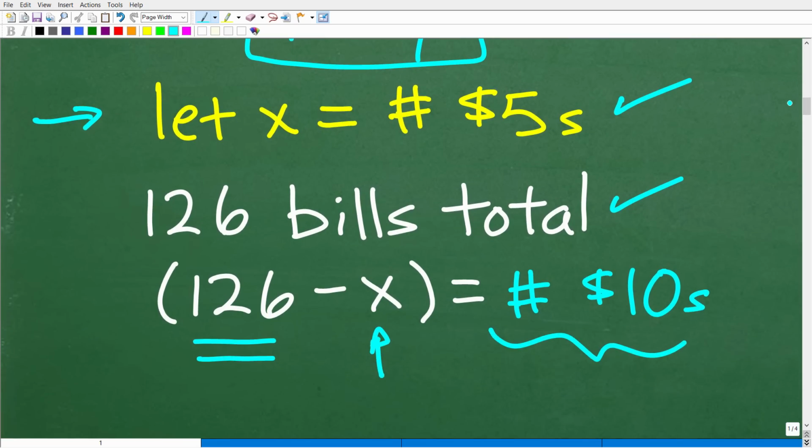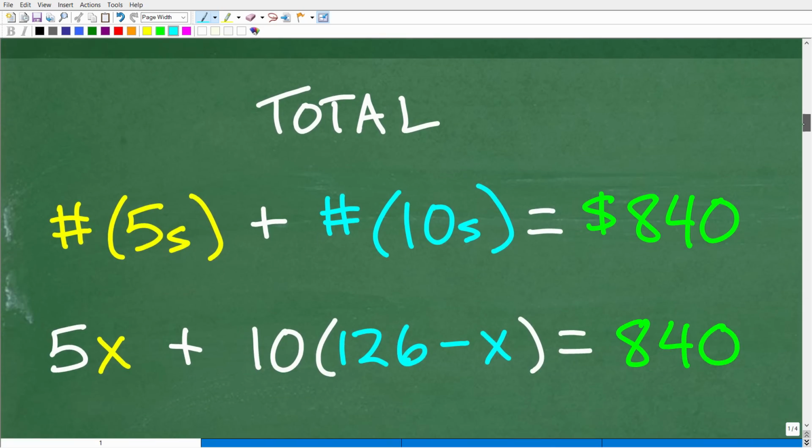Now, at this point, we have this variable, x, and we know that it represents the number of fives, but how can I figure out what x is? Well, the only way you're going to figure out what a variable is equal to, or define the value of that variable, is you have to construct an equation, okay? So let's go ahead and take a look at how we can construct an equation. So let's think about it in this way.